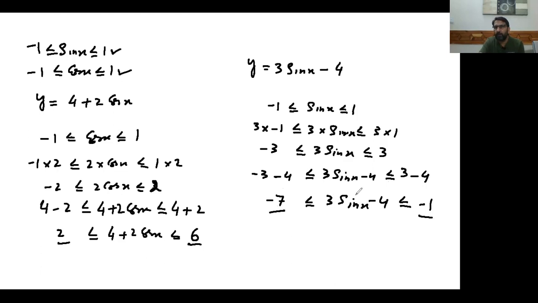So it is clear from the graph that the whole graph of y equals 3 sine x minus 4 lies below the x-axis. And similarly, the whole graph of the previous function lies above the x-axis. This is a little view of how we convert different functions and how we get the minimum and maximum values of these functions.